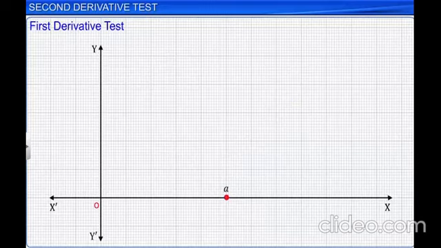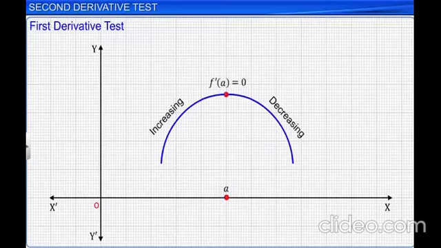Also, if the derivative of f changes its sign from positive to negative as x increases through a point A, then A is the point of local maxima. And the local maximum value of the function is the value of function f at A.